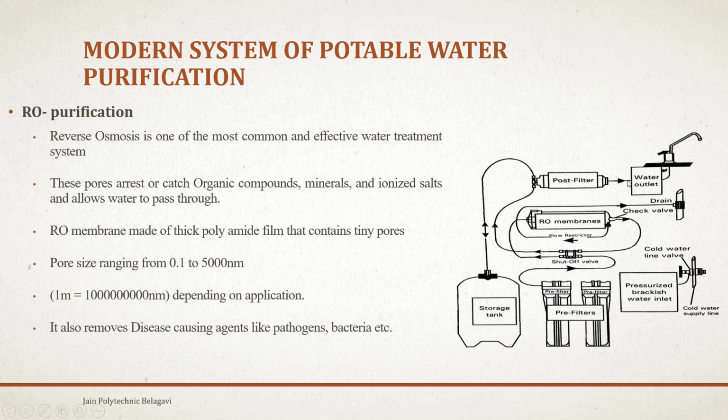After the post filter, it is sent to the water outlet using the taps, or else to the storage tank. If you want the water, it comes from the storage tank to the post filter, and next enters the water outlet, the taps. So this is how RO purification works.